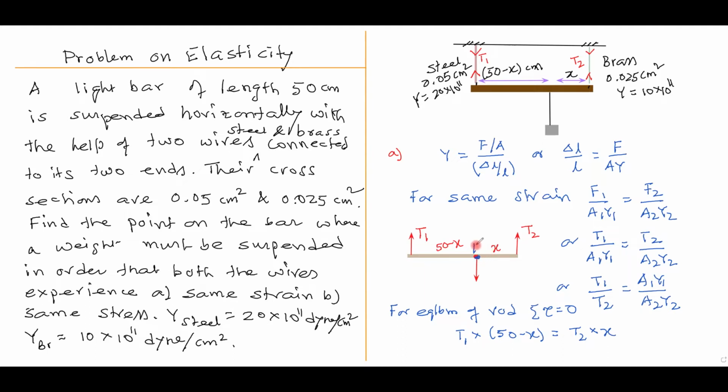So we have taken torque about the point P. So it will be better if I write P in the suffix. For T1 the sense of rotation is clockwise, and for T2 the sense of rotation is anti-clockwise. So we'll get T1 by T2 equal to x by 50 minus x. So this is equation 1 and this is equation 2.